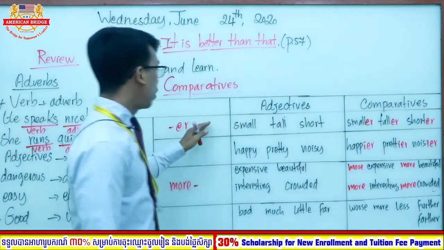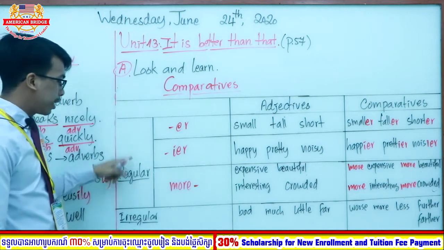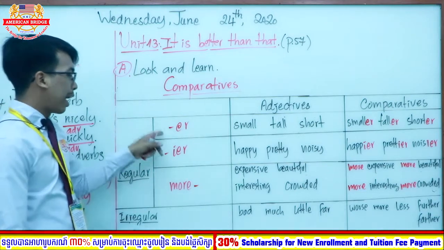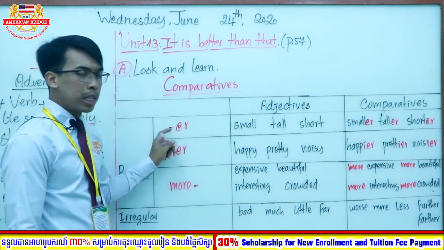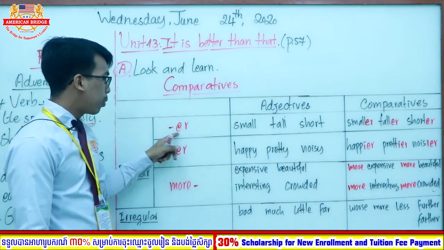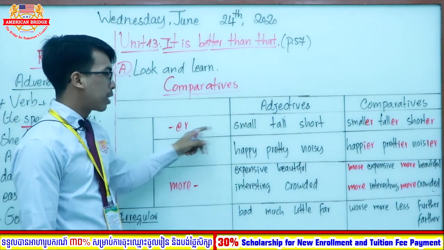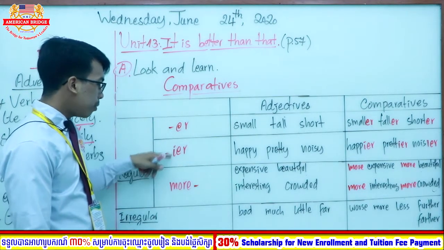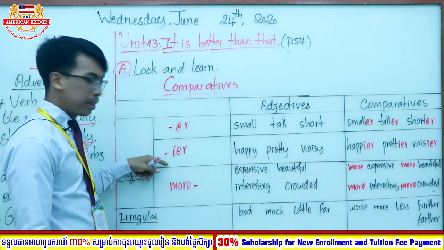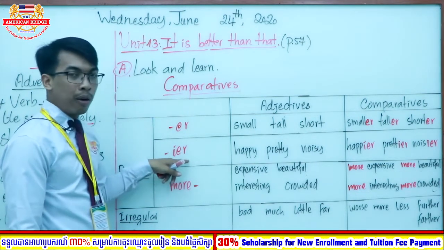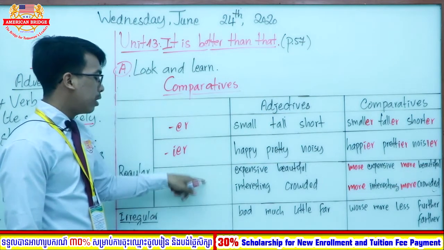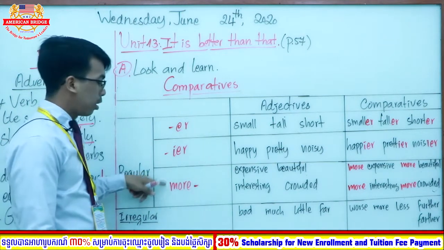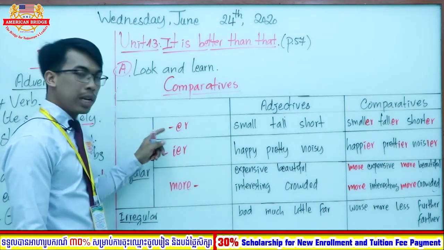All right, everyone, let's look at the beginning. This is about the regular. We have ER. This one we add at the last of the word. We add ER. And this one we add at the last of the word the same, but we have IER. And the last one we add at the beginning of the word. We add more. And the teacher would like to explain this clearly.